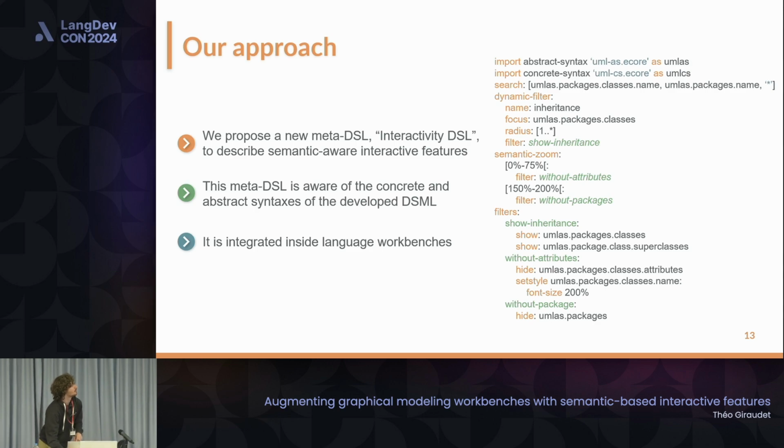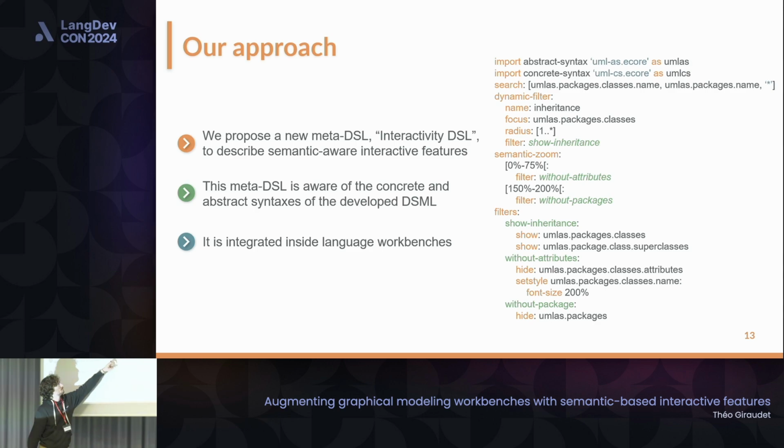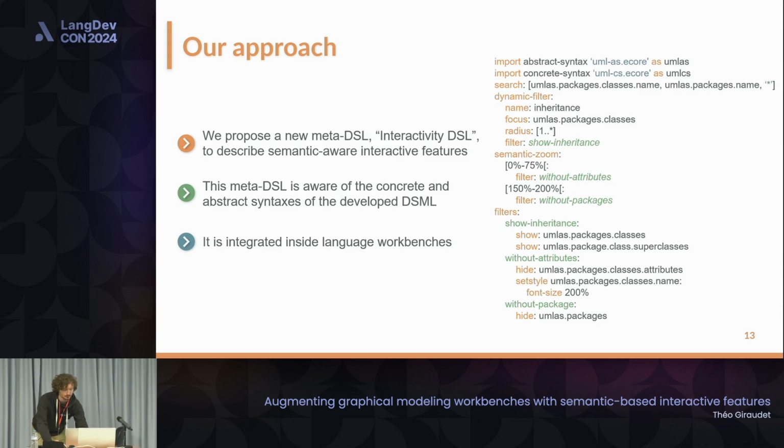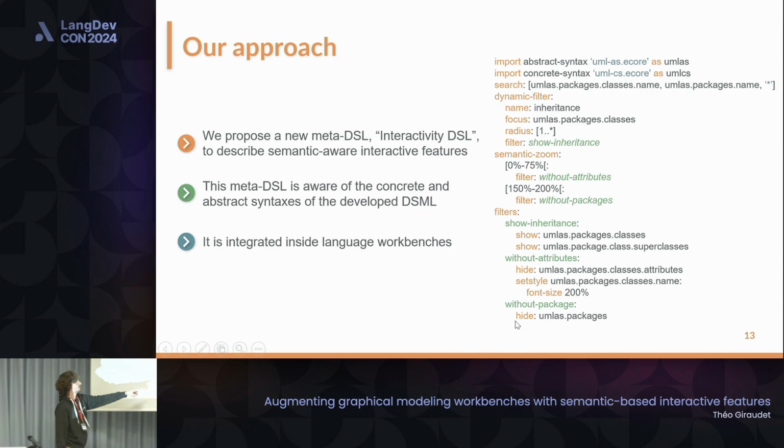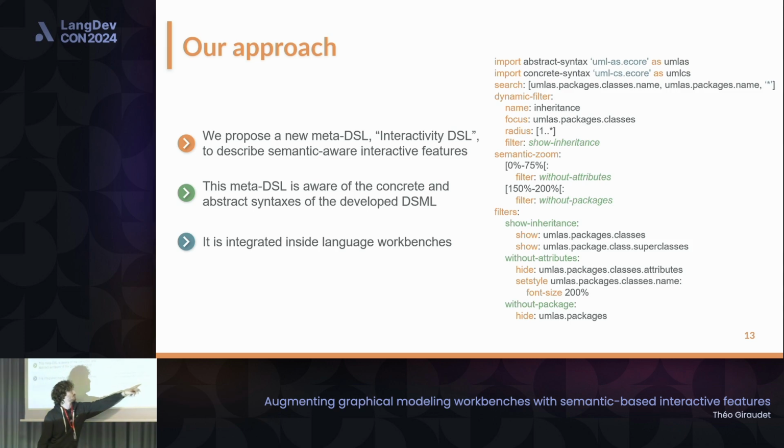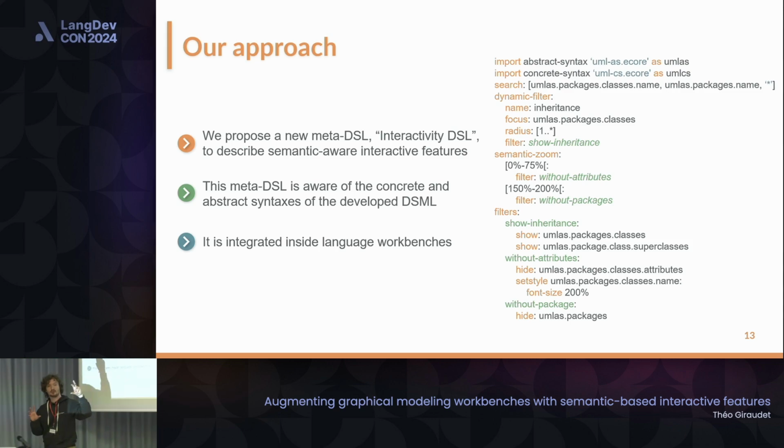At the end, we have the semantic zoom. Here we are specifying the different graphical zoom ranges where we want to apply our filter. So between 0 and 75%, we want to hide the different attributes. And here we have the definition of this filter. So we hide the attributes, and we eventually change the style of the class's name to increase the font size.